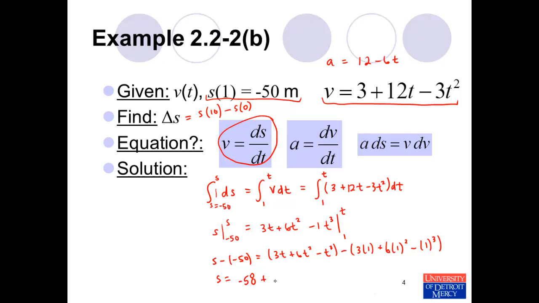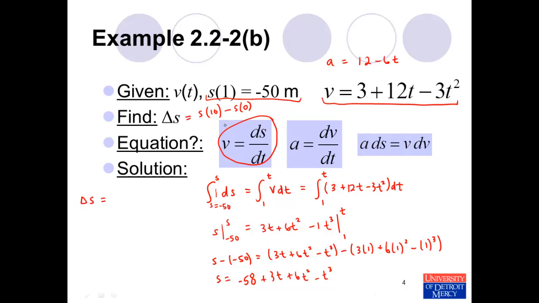And plus 3t plus 6t squared minus t cubed. So that's our expression for position. And it's a symbolic expression. It's a position as a function of time. Once we have that, we can then go ahead and solve the displacement.